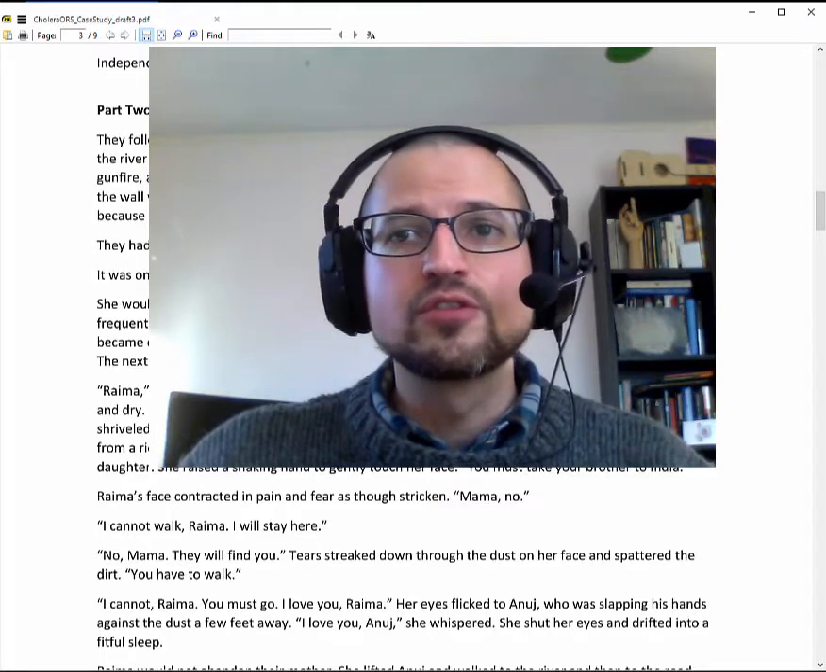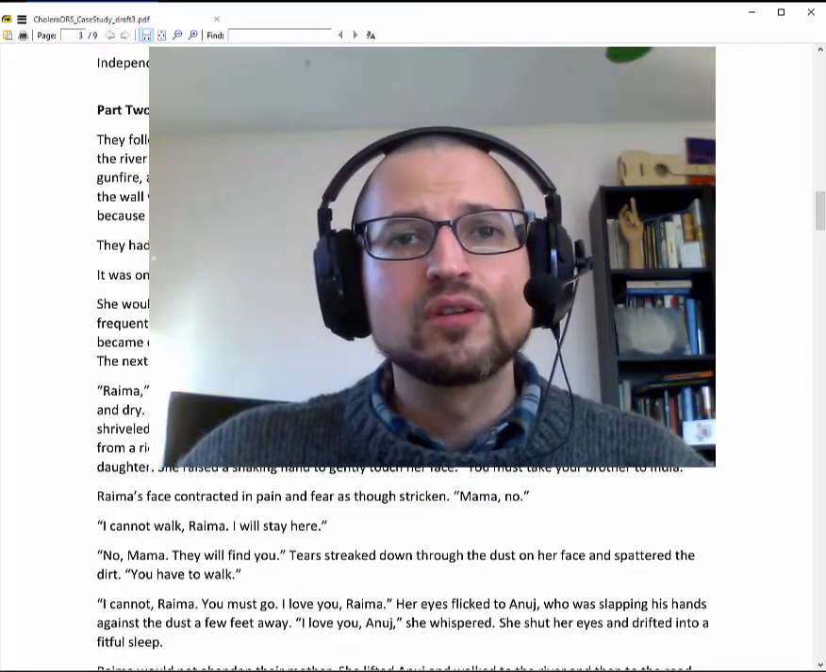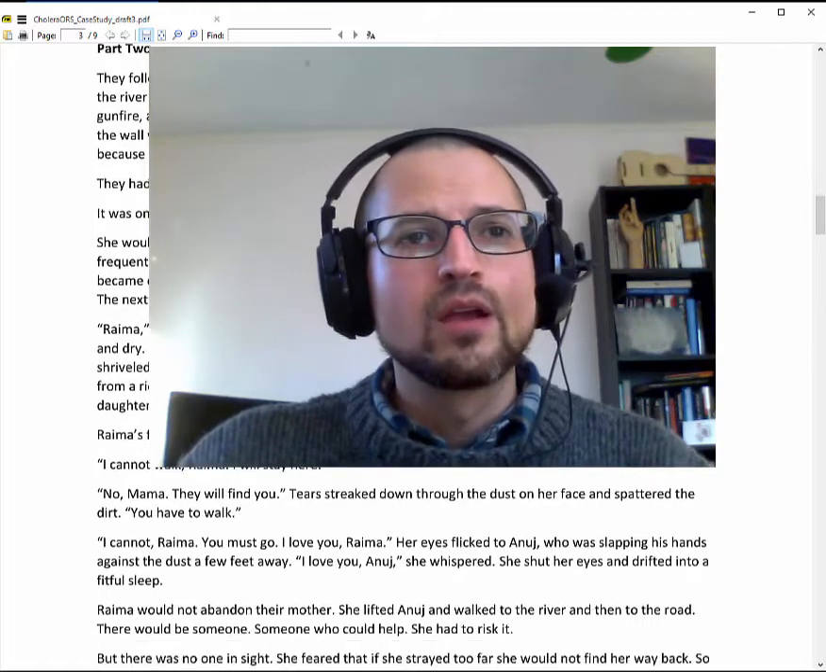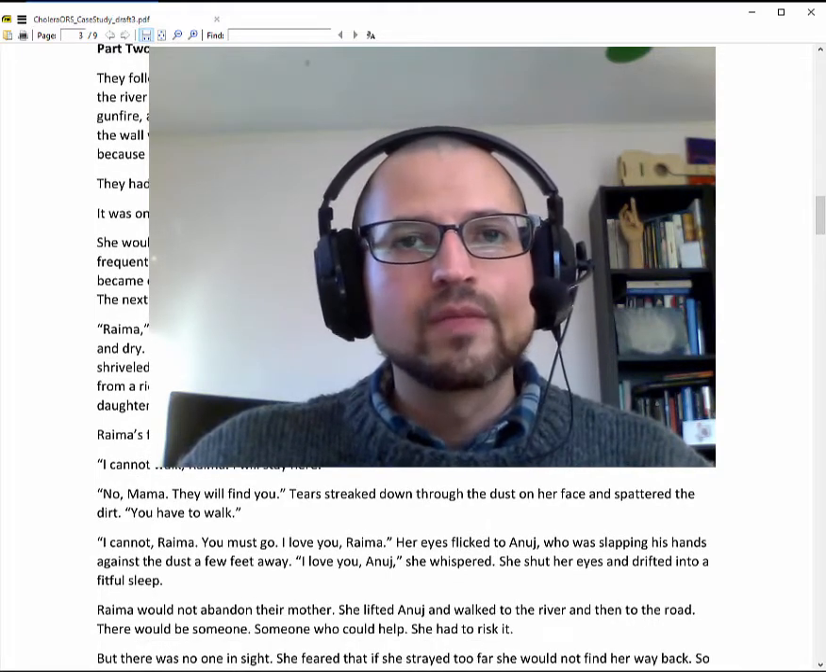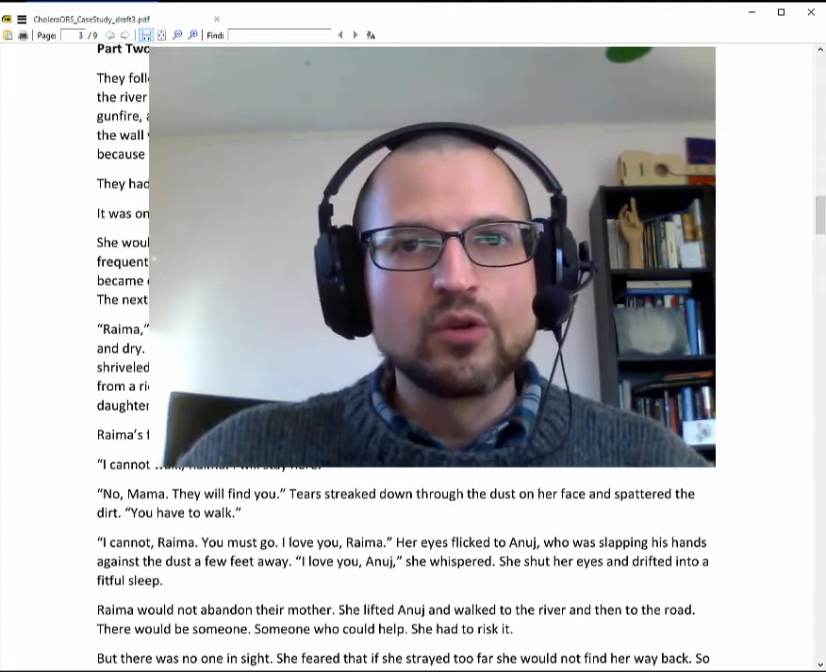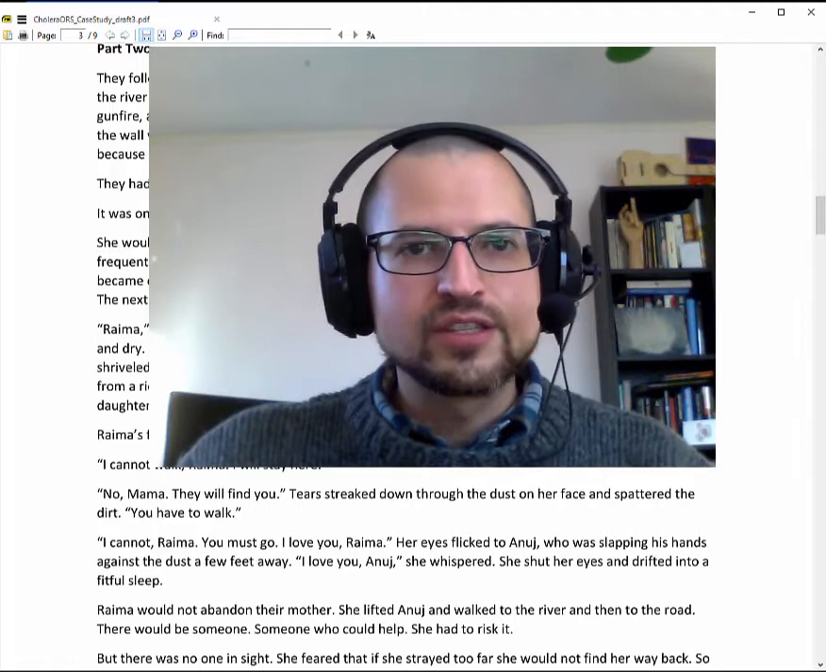Her eyes flicked to Anuj, who was slapping his hands against the dust a few feet away. "I love you, Anuj," she whispered. She shut her eyes and drifted into a fitful sleep. Rima would not abandon their mother. She lifted Anuj and walked to the river and then to the road. There would be someone who could help. She had to risk it. But there was no one in sight.